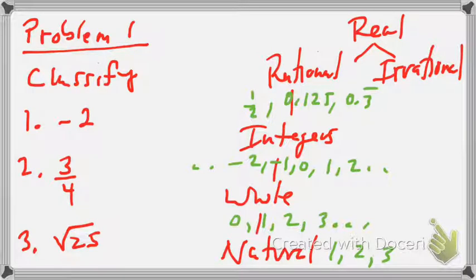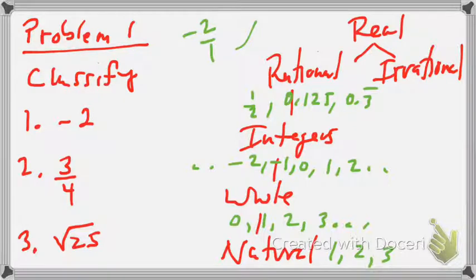Okay, problem 1 I want to change to reflect what you're going to see on your homework. So I wrote 3 different examples, -2, 3/4, and square root of 25, and I want to classify these. Alright, so let's start with the first one, -2. How would you classify that number? Well, you'd ask yourself, can you write it as a fraction first off? And you can. So -2 can be written as -2/1. So you can write it as a fraction, so that means it's rational.